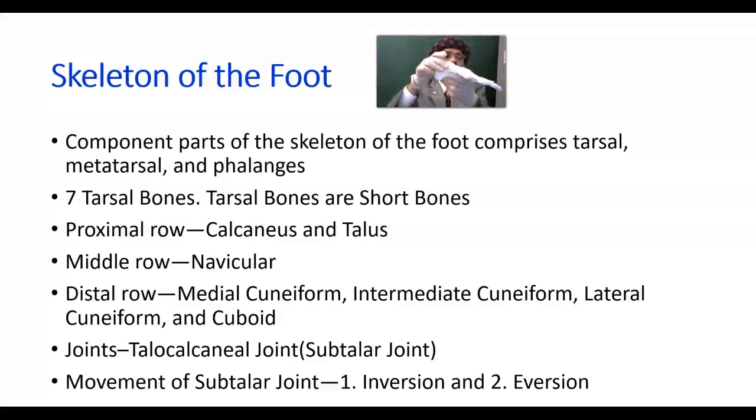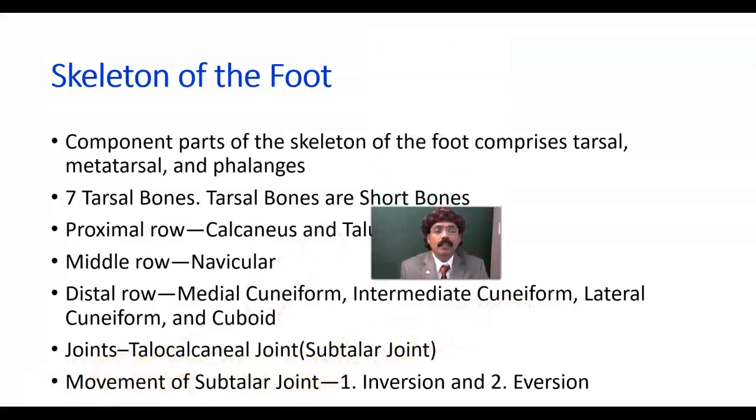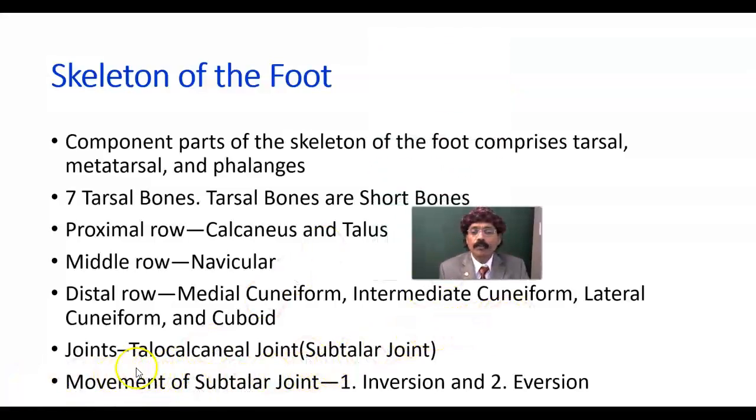And this is the talus bone. This is very special: this bone has no muscular attachment. So we have the proximal row, calcaneum and talus; the middle row, navicular bone. This is the navicular bone. The distal row: medial cuneiform, intermediate cuneiform, lateral cuneiform, and cuboid bone.